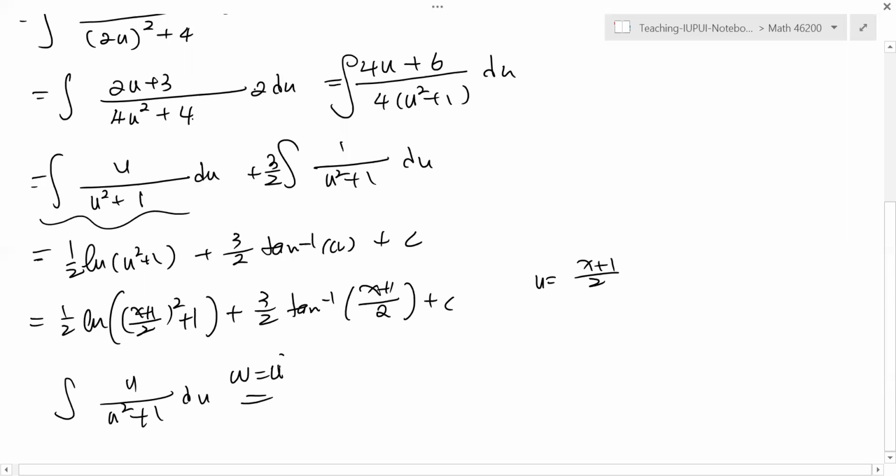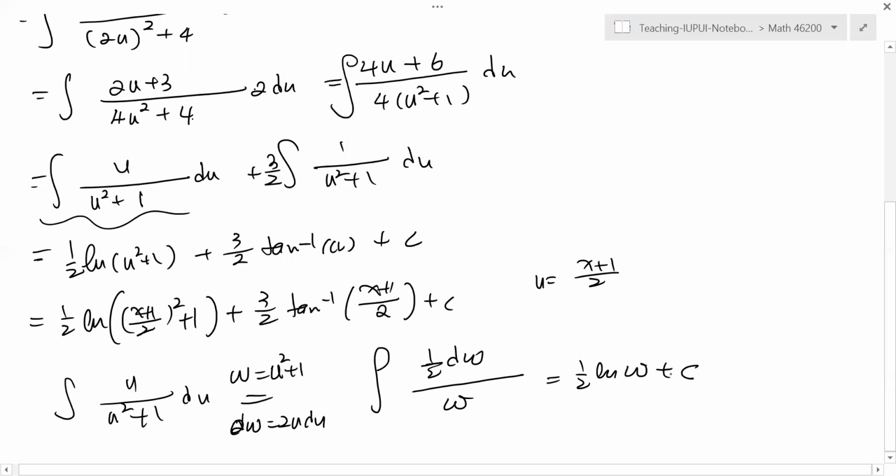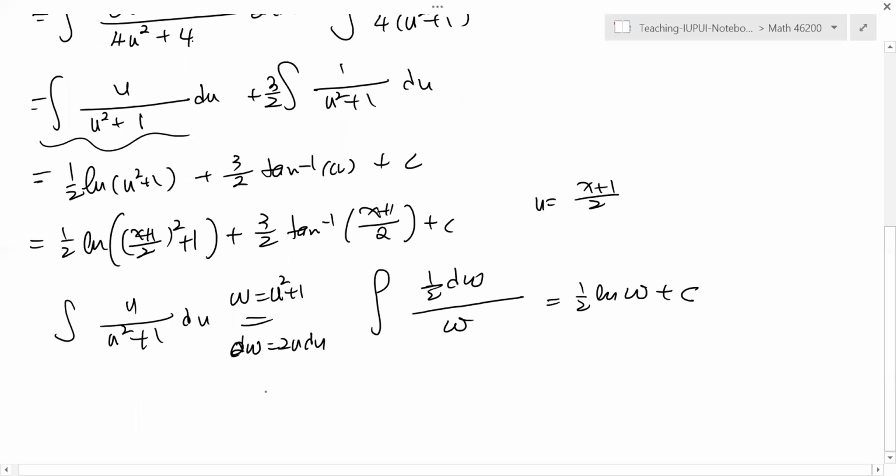Let w equals u squared plus 1. Then dw equals 2u du. So that's what you have. u times du is half of dw, right? And that's w. So then you have a half of the natural log of w plus a constant. Then you replace w by u squared plus 1. I skipped a couple of steps because I remember that.